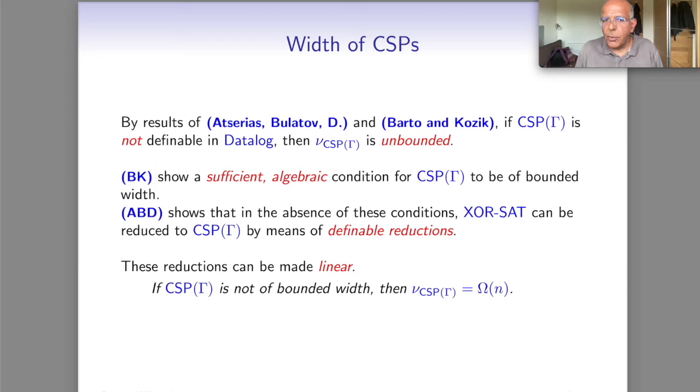we get this very sharp dichotomy, if you will, that if CSP gamma is not of bounded width, then it has at least linear counting width. So the counting width of any constraint satisfaction problem is either bounded above by a constant or bounded below by a linear function. You don't get anything in between.